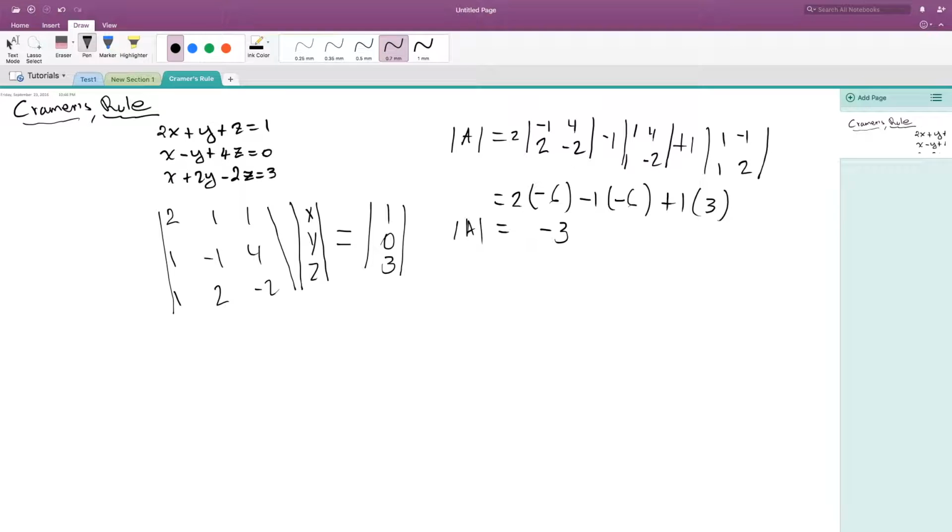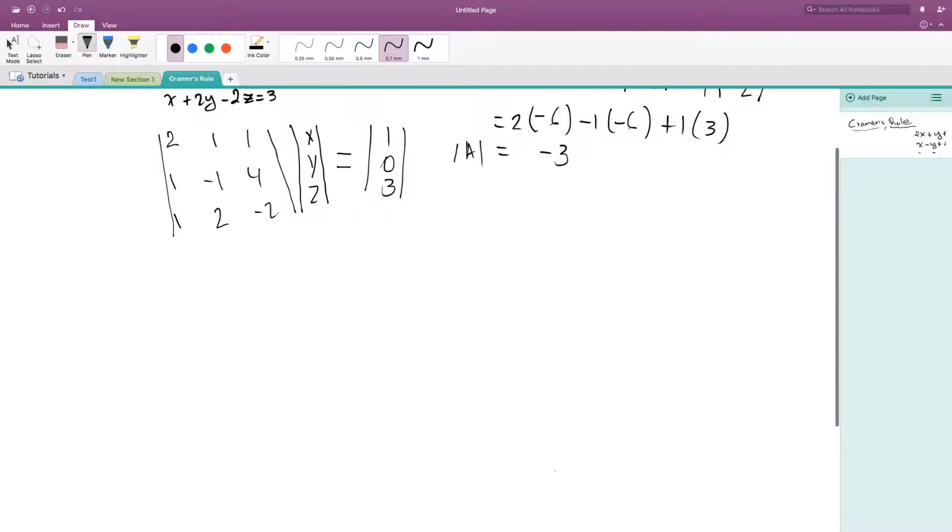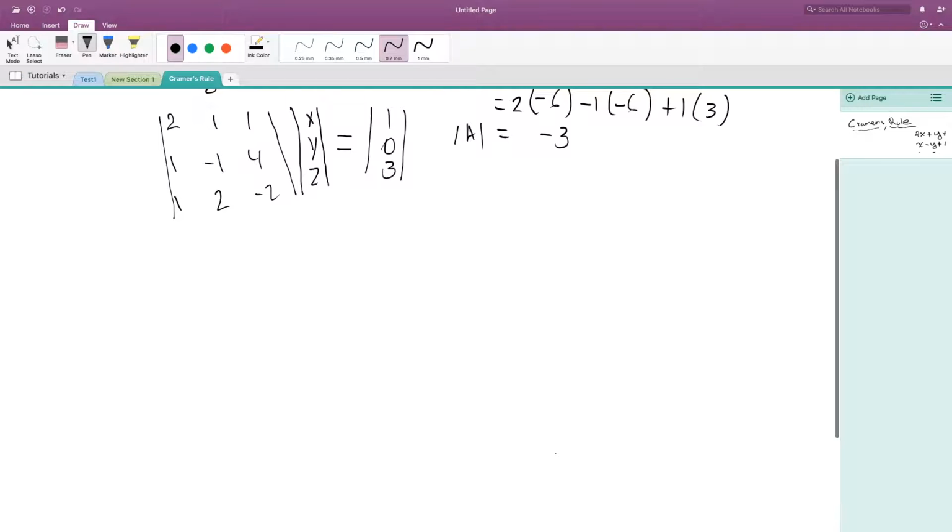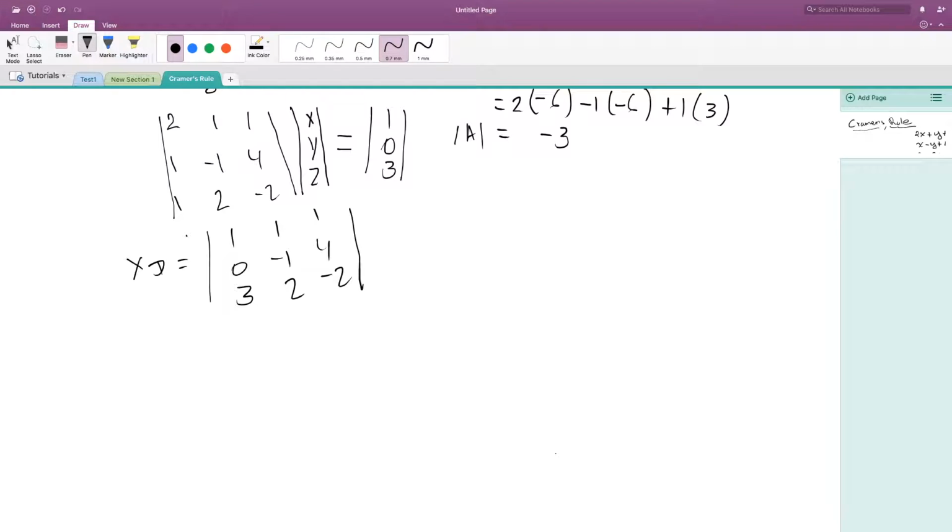The next step is to rewrite this matrix, but in this case we're going to put the solution column in. When we want to find x, we're going to put the answers in the first column. So because I want to find the determinant for x, I'm going to substitute the answers in here. I'm going to have 1, 0, 3, 1, -1, 2, 1, 4, -2. From here I'm going to find the determinant.